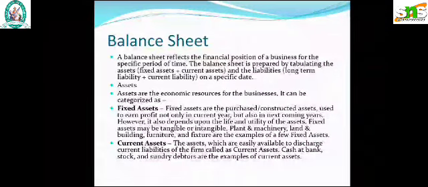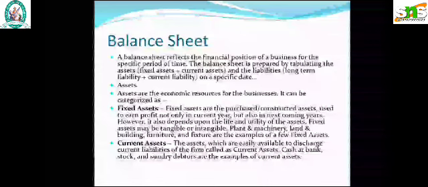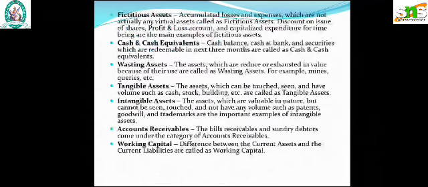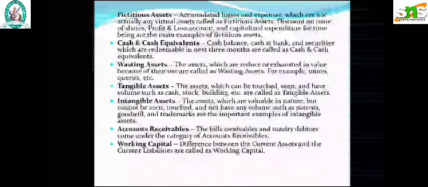Next one is current asset. Current assets are those which are readily available to discharge current liability of the firm, called current assets. Cash at bank, stock and sundry debtors are examples of current assets. Next, there are a few extra points. The important ones are tangible assets and intangible assets.